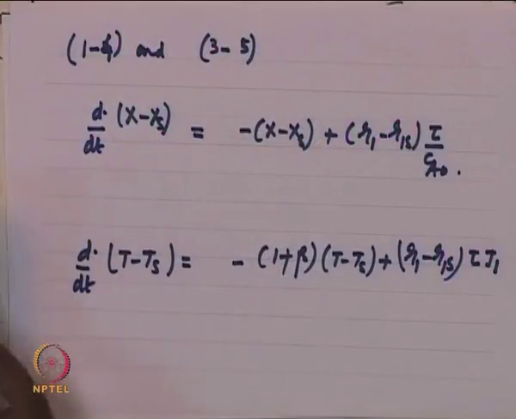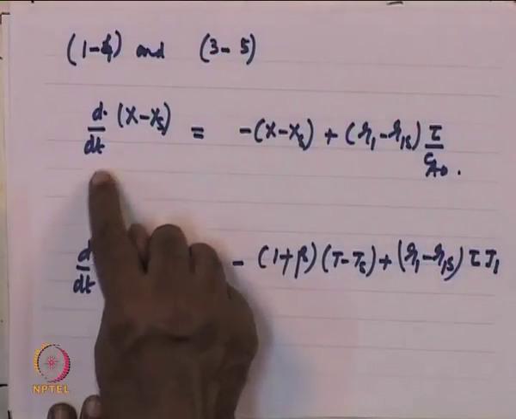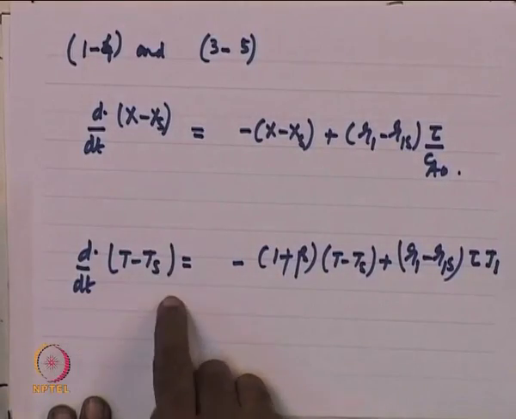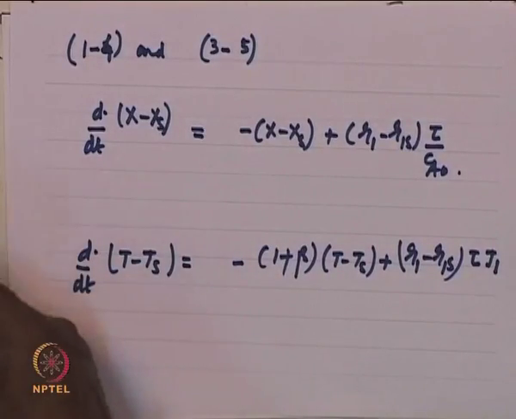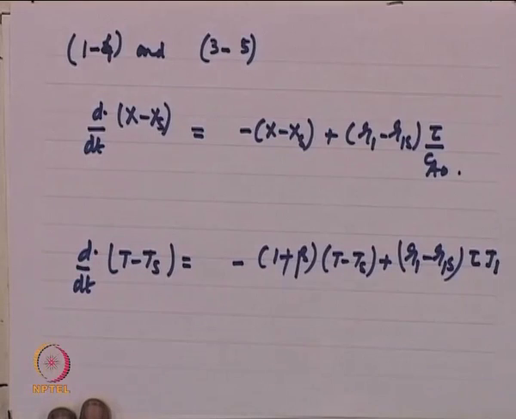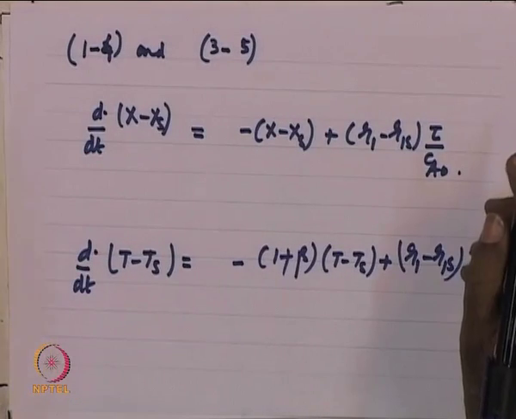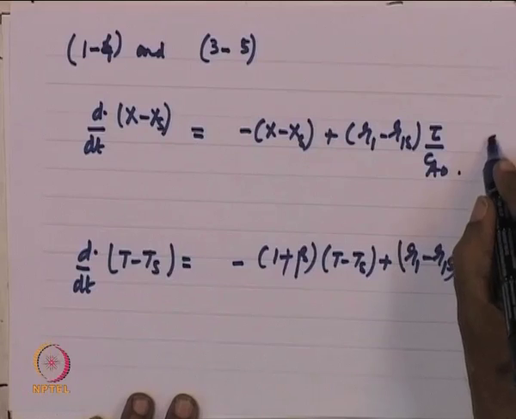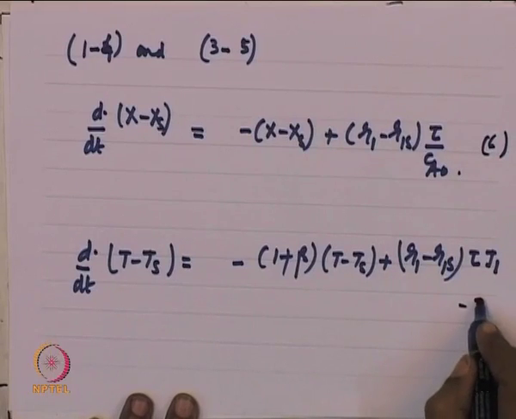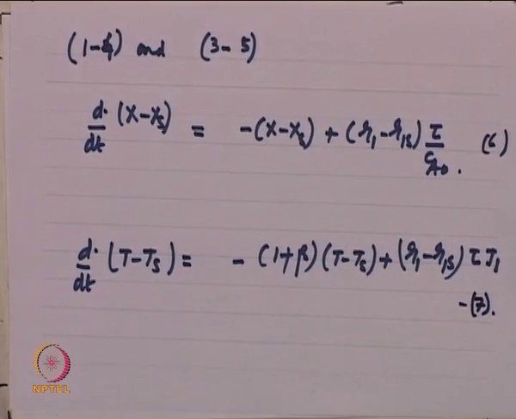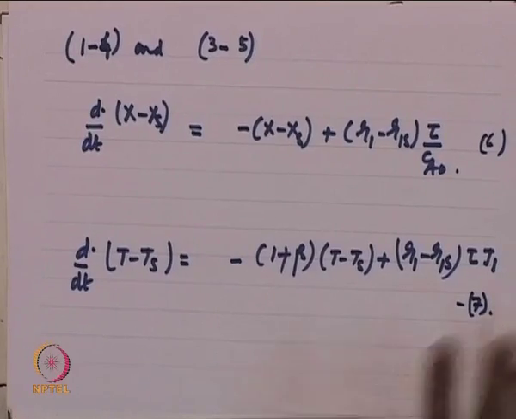So, this is what we have written here. Both these equations, d by dt of x minus x_s and d by dt of t minus t_s, represent the deviation from steady state. Okay. I will call this equation 6 and equation 7. Now, we want to understand what happens to x minus x_s with time, what happens to t minus t_s with time.